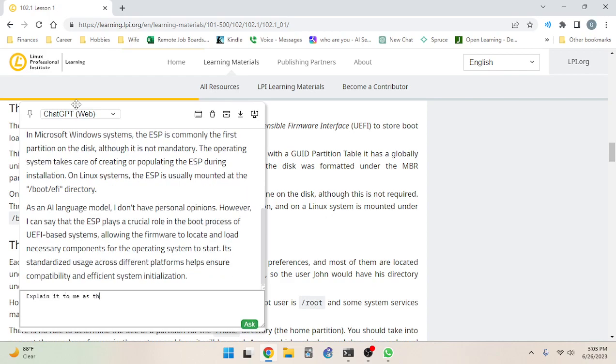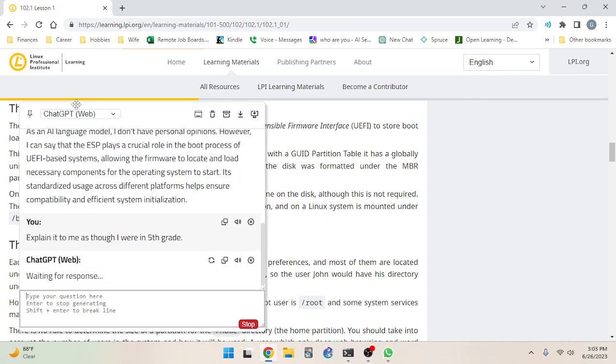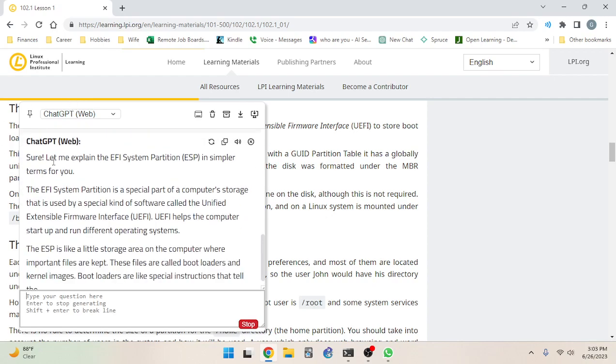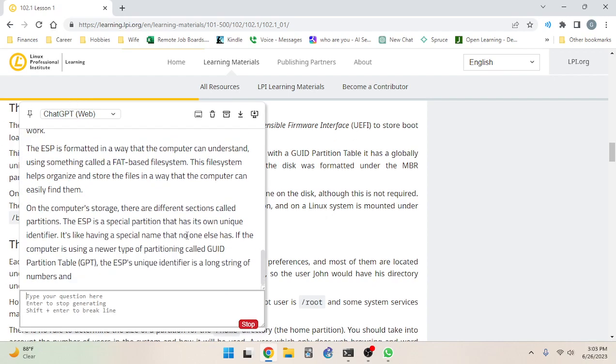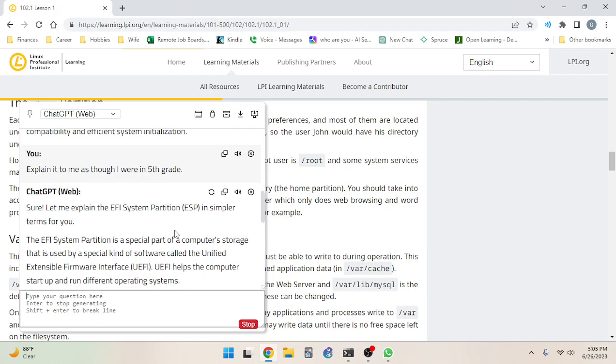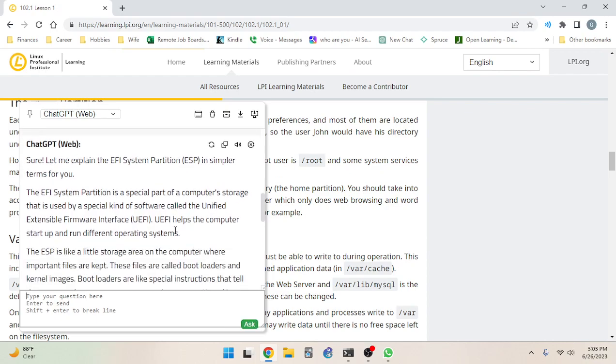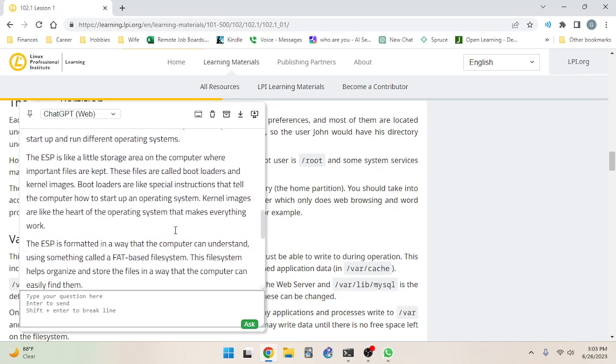To me as though I were in 5th grade. Alright, so the EFI, oh, it's kind of long. Oh, it's not too bad. So the EFI system partition is a special part of the computer storage that is used by a special kind of software called the Unified Extensible Firmware Interface, UEFI, which is an alternative to the BIOS. UEFI helps the computer start up and run different operating systems.